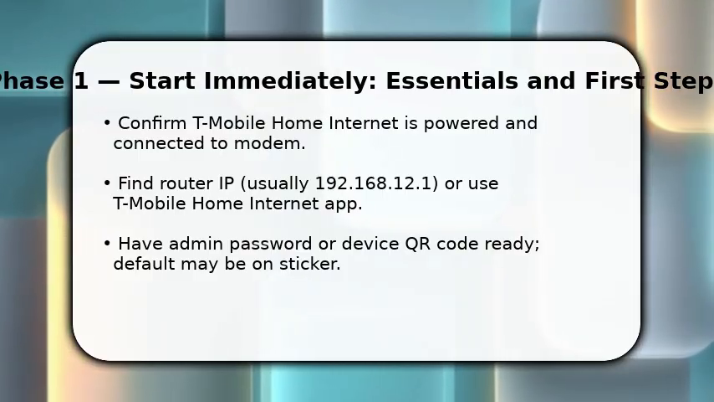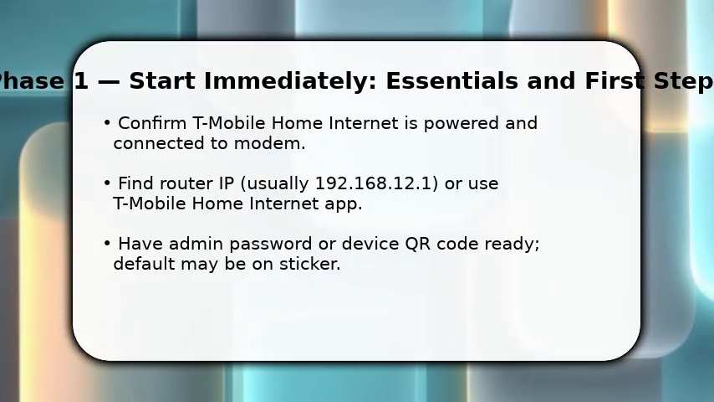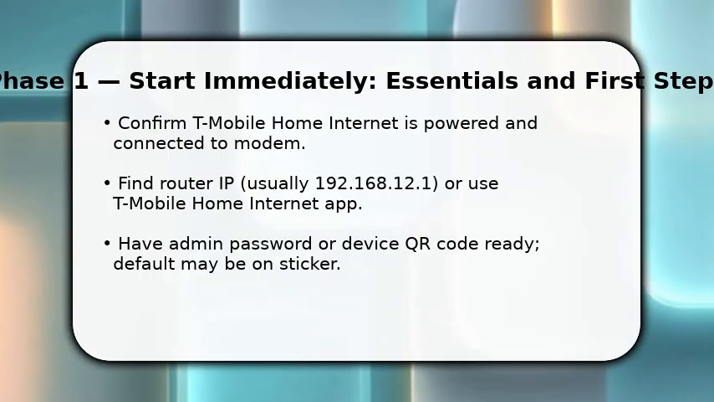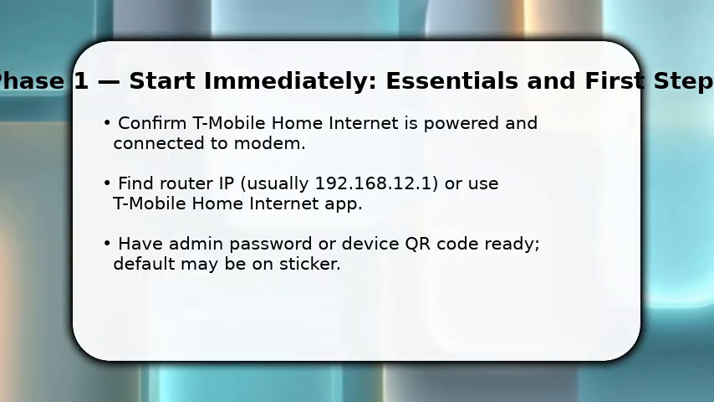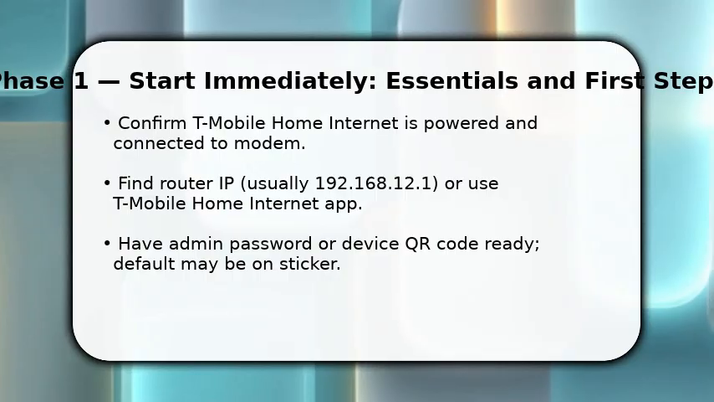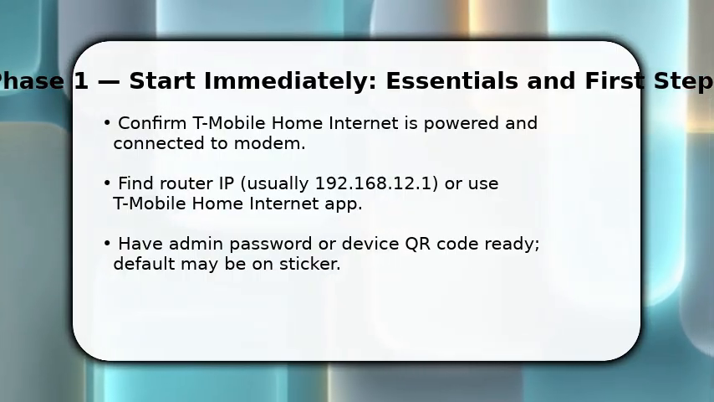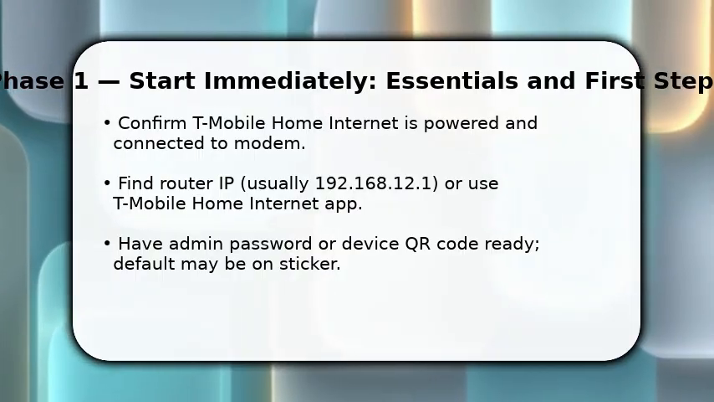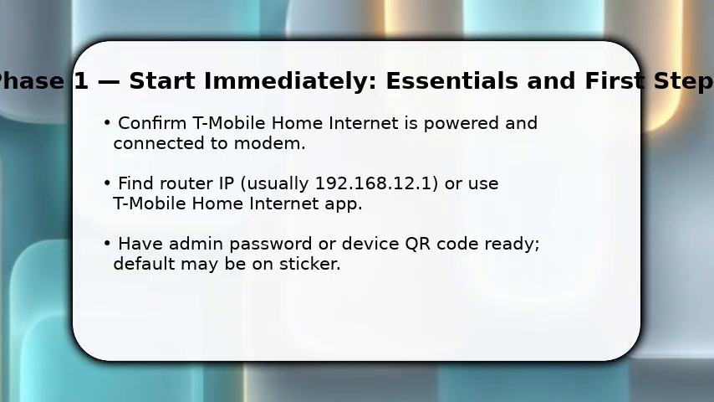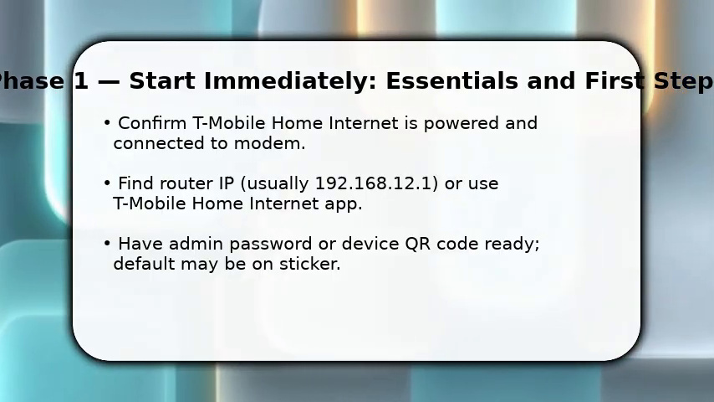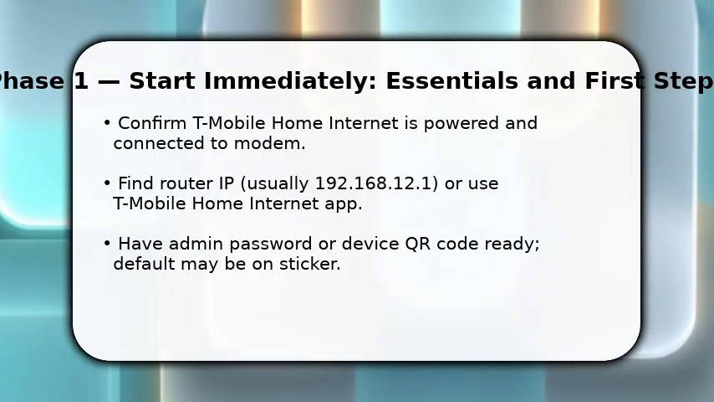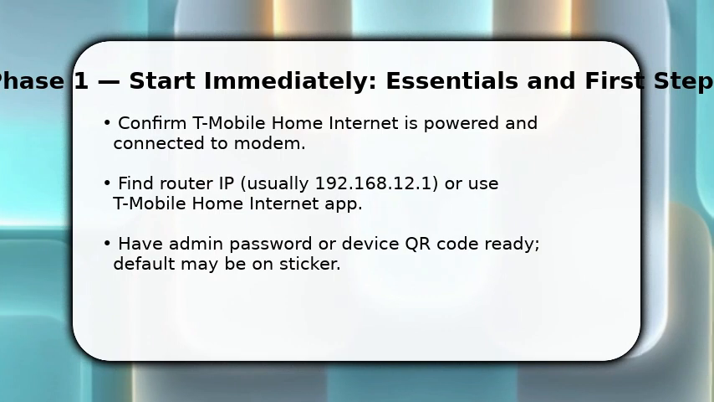You're starting now? First, connect to the T-Mobile Wi-Fi network from a laptop or phone. Once connected, open a browser and go to 192.168.12.1 or launch the T-Mobile Home Internet app. Both work. Log in with the admin credentials found on the router sticker or the app prompt. If you use the app, grant any permission requests so settings load. Make sure you're on the local network, because remote changes won't apply without it.